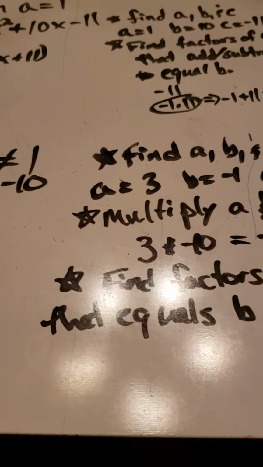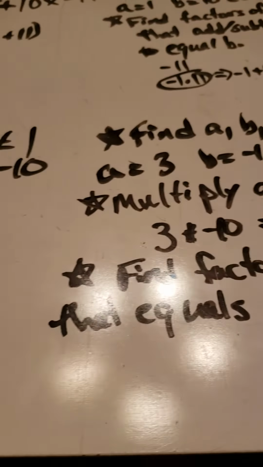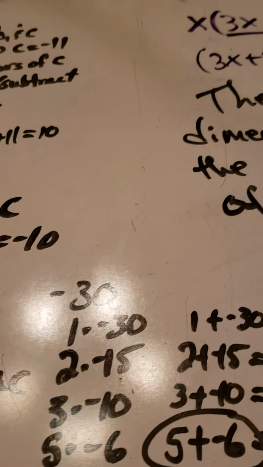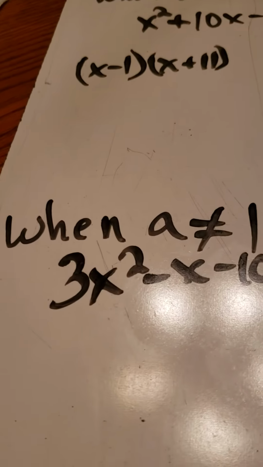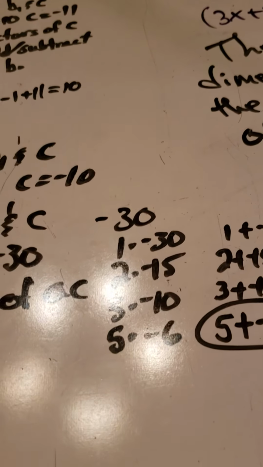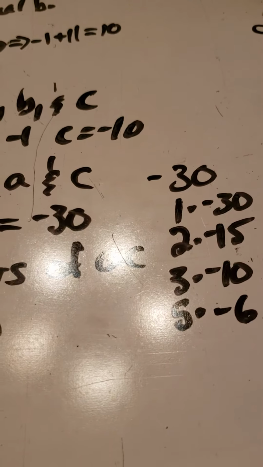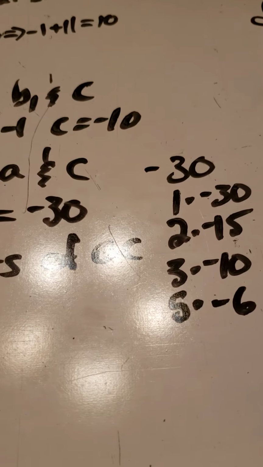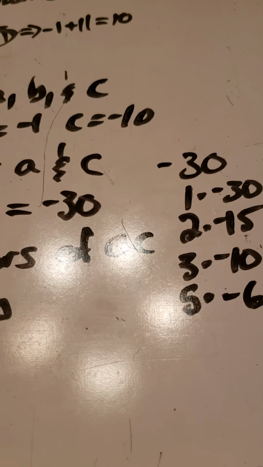Then we need to find factors of that a times c that add up to b. So we're going to find the factors of negative 30. And again, because our middle term is negative and our last term is negative, that's going to tell me the larger of my numbers is negative. So I'm going to take negative 1 times 30, 2 times negative 15, 3 times negative 10, 5 times negative 6. Those are all of the factors.